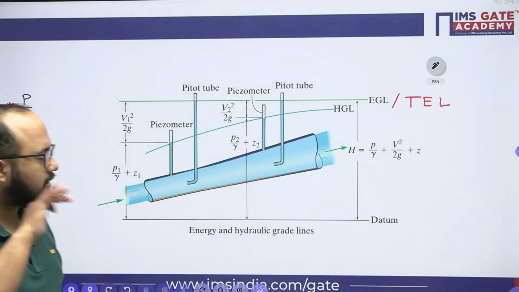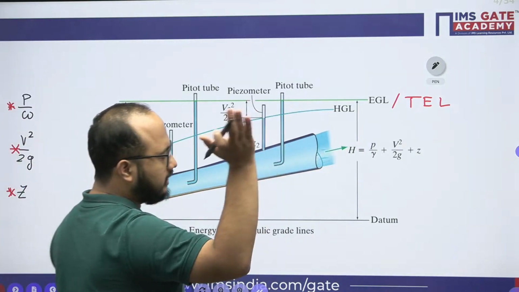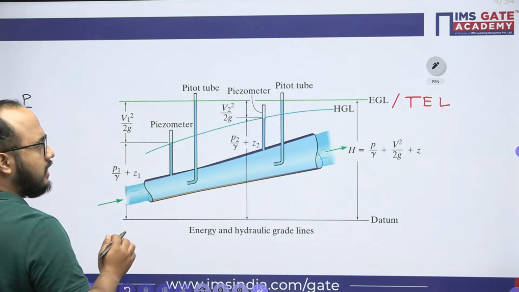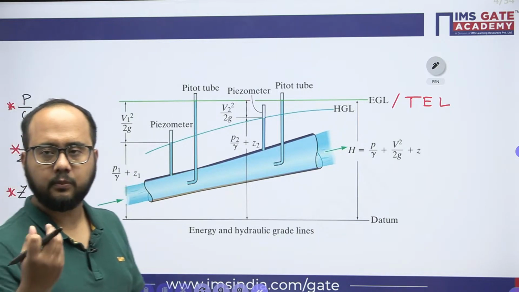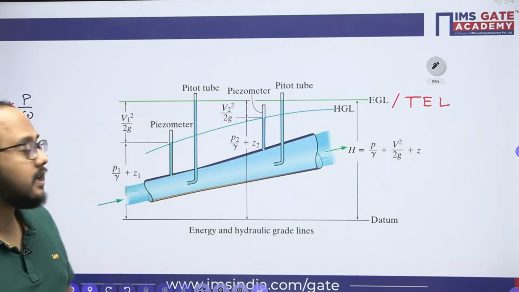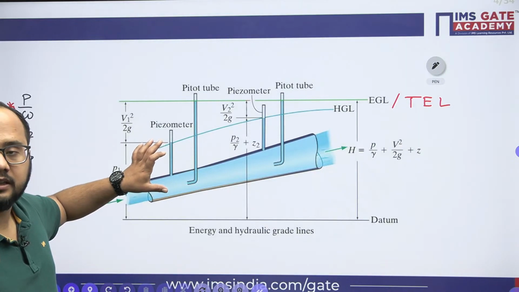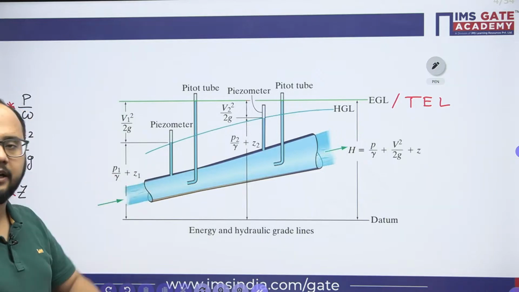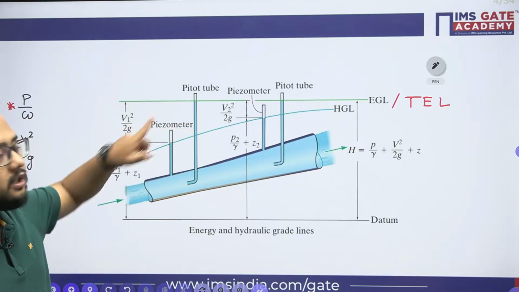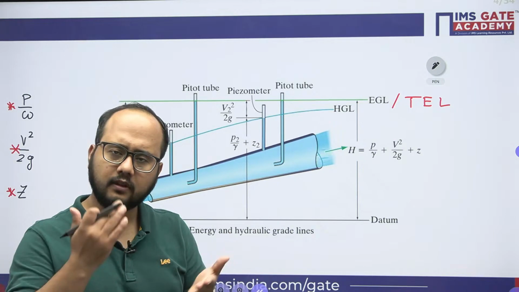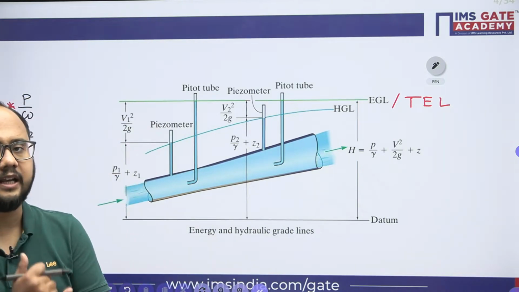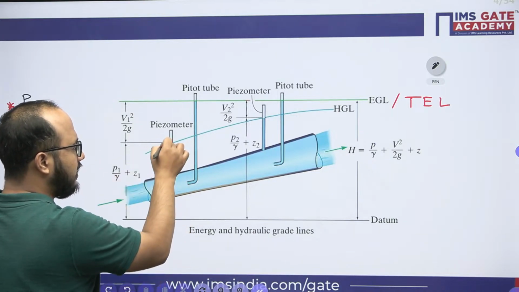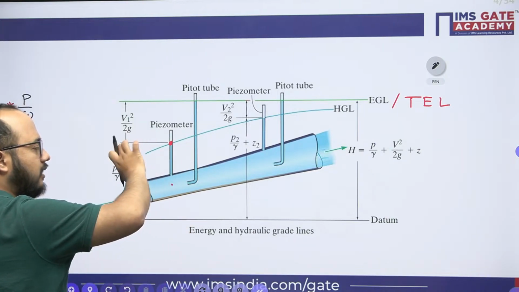Now we'll go along the length of the pipe. Let's suppose this is location 1. With the help of a piezometer, we will be able to identify the piezometer head, which is the sum of the static pressure head plus the datum head. With the help of a pitot tube you will be able to get the kinetic head also. So with the help of the piezometer, for this point this is the piezometer head. So this much head will represent what?